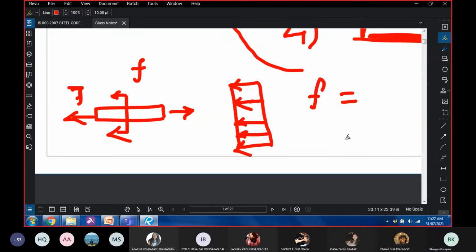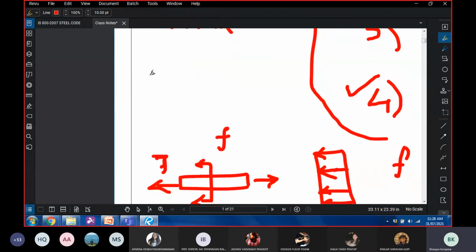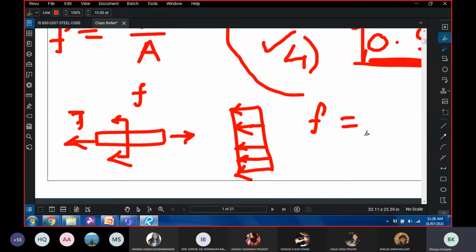Anybody? Or how can we calculate the stress value? Okay, going to basics. Stress is equal to force upon area, right? We talked about the definition of stress in the first lecture. So stress is equal to force upon area. What is the force here? The tensile force T. And what is the area here? It is the area of cross section.